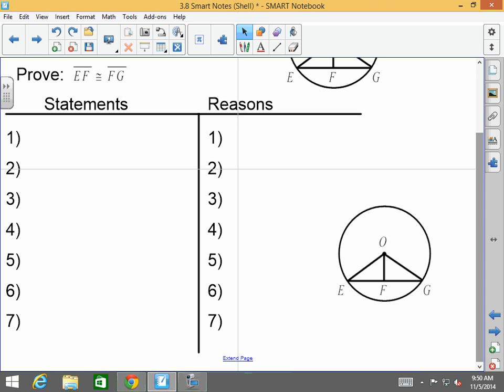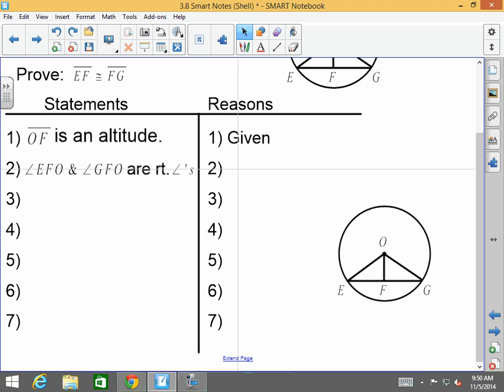So right off the bat here, OF is an altitude. What does that tell you? If OF is an altitude, what can you immediately ascertain? Yes, and you said it correctly before, very awesome. Angle EFO, or OFE, and angle GFO, or OFG, are right angles. Absolutely. That's a right angle, and that's a right angle. Why? Definition of altitude. Absolutely.